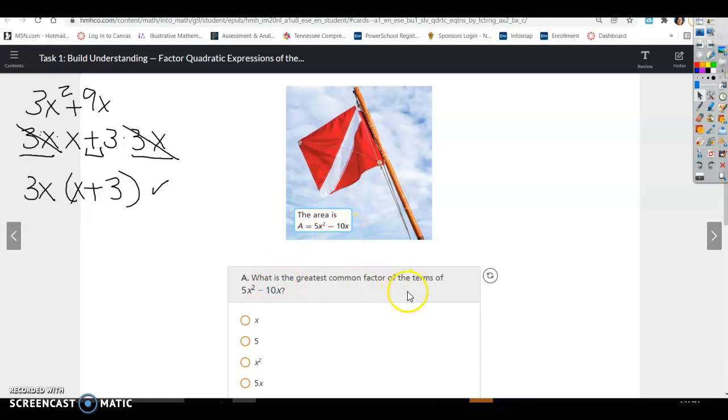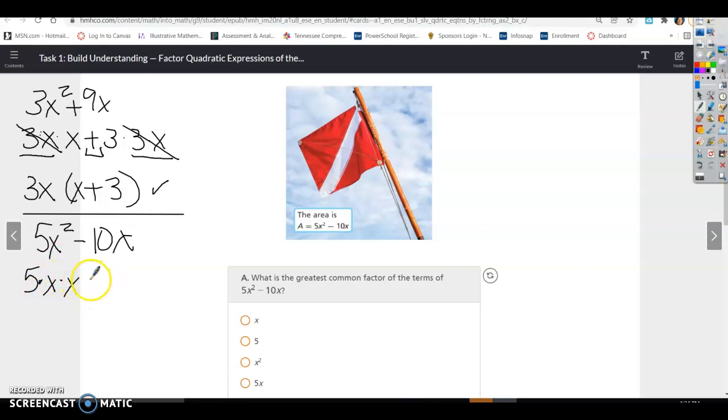The area is 5x squared minus 10x. It says, what is the greatest common factor of the terms 5x squared and 10x? Alright, so if you want to do this one like the one above, you can say 5x squared minus 10x. We can rewrite 5x squared as 5 times x times x. Remember, x squared is x times x. And then 10 is 2 times 5 times x.